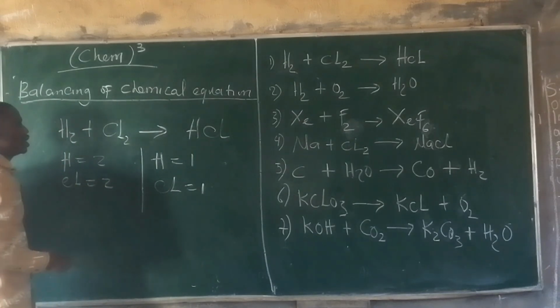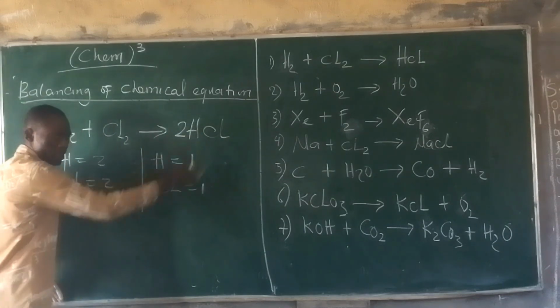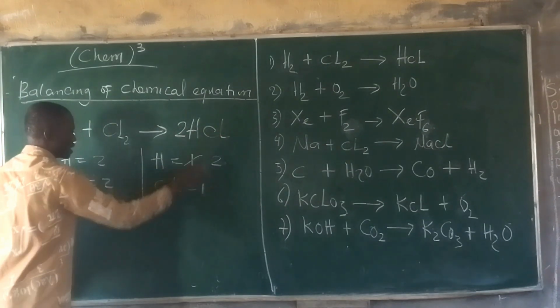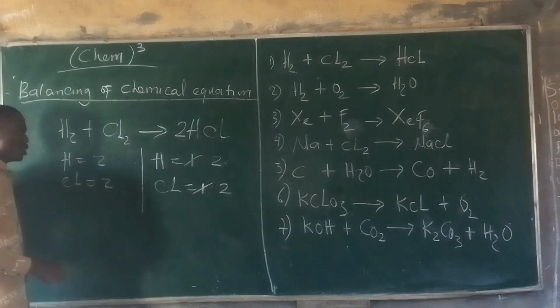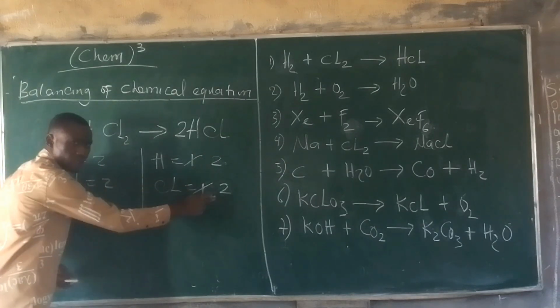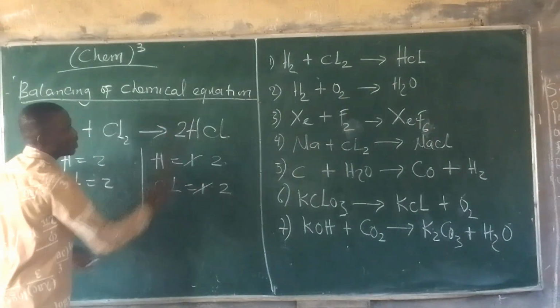Now, what I'm going to do to balance this equation is add 2 on the product side. Notice that 2 times 1 will give me 2, and 2 times 1 will give me 2. Notice that I have 2 hydrogen here, 2 hydrogen here, 2 chlorine here, 2 chlorine here. What I have on the right hand side is what I have on the left hand side. So let's go to the next one.